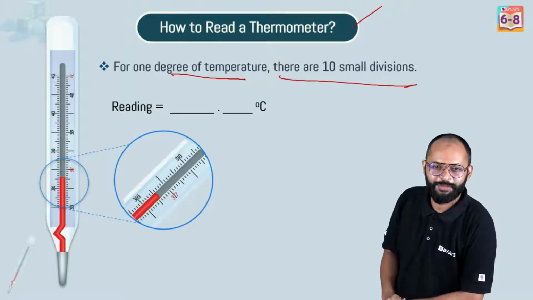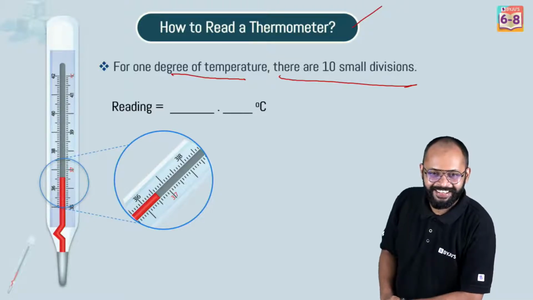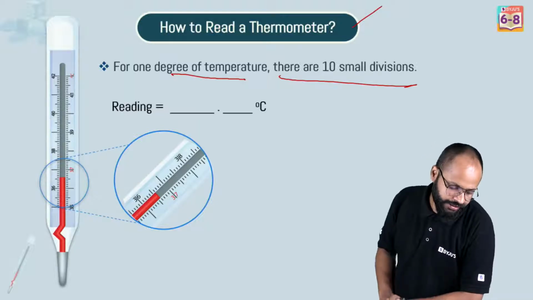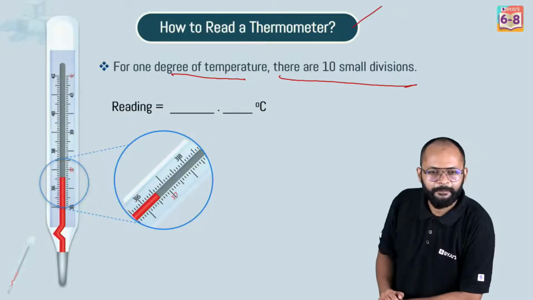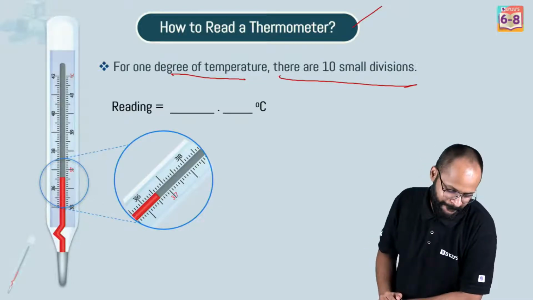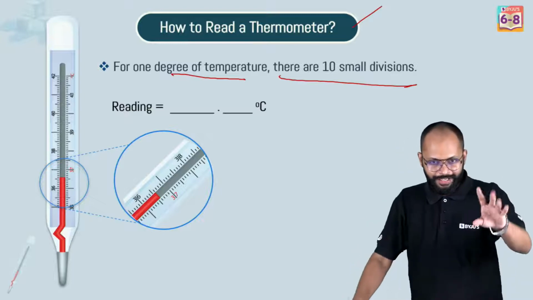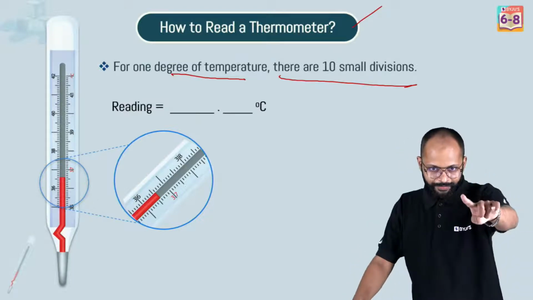Oh, your name is Chinmay. All right. This is 30, not 37. Yes. I can see 36.5.